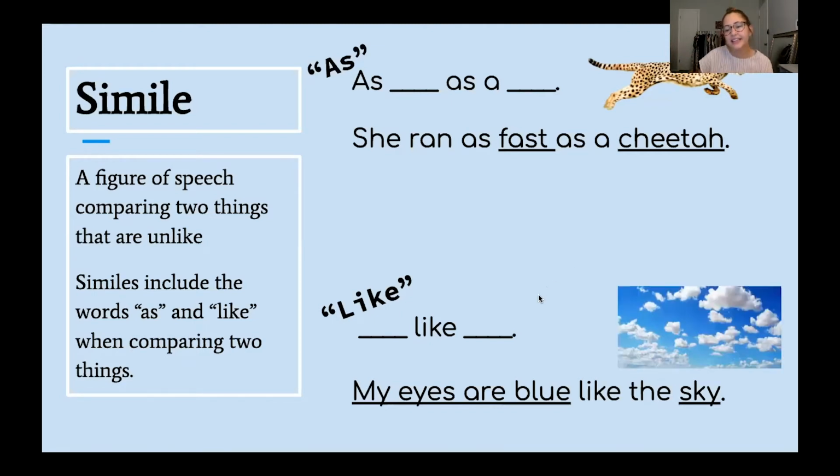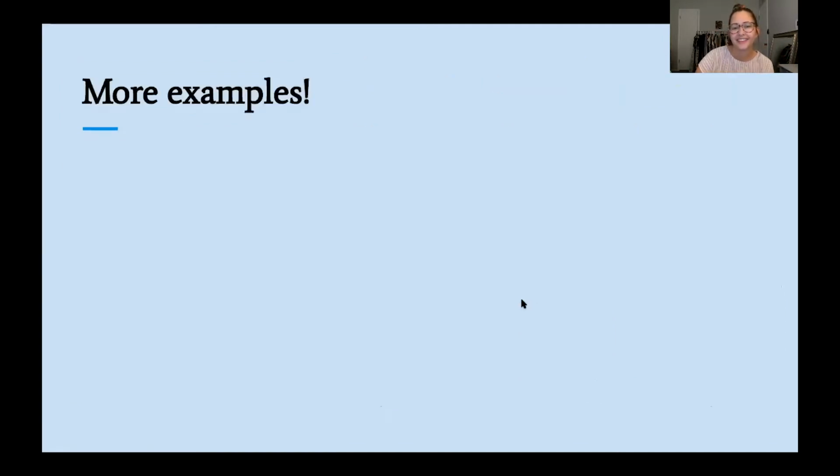That's the picture of what I think about if you were to tell me that your eyes were as blue as the sky. I would imagine probably not as many clouds as that picture, but I would just imagine that really bright blue sky, and that's what the picture in my mind would be. So let's take a look at a couple more examples.